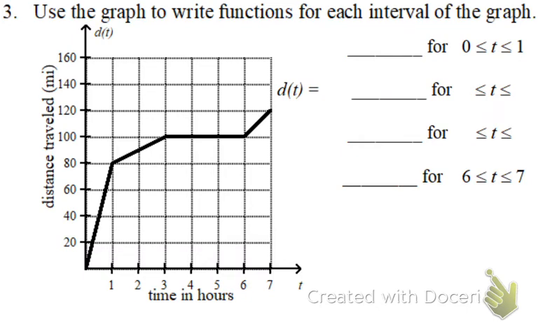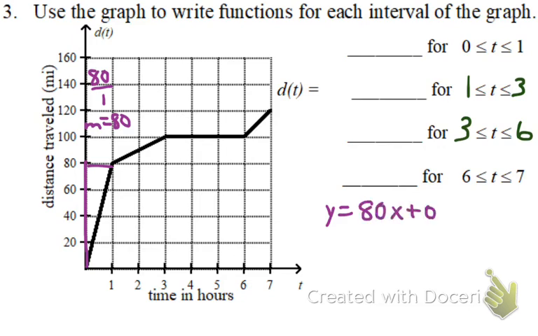All right, you'll notice on this one, only some of the time intervals are in place. So we'll put 1 to 3 for the second piece, 3 to 6 for the third piece. For the first part of the graph, you're rising from 0 to 80. So that's a rise of 80. We run to the right 1, so our slope is 80. The y-intercept is 0, so we'll have y equals 80x plus 0. You can write that as y equals 80x, and if you change it to d of t equals, we'll have 80t.